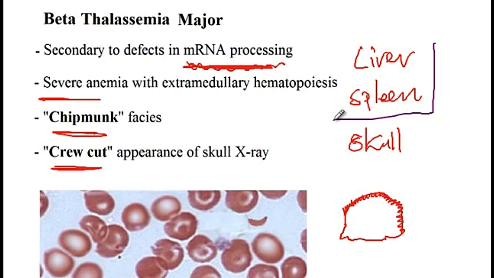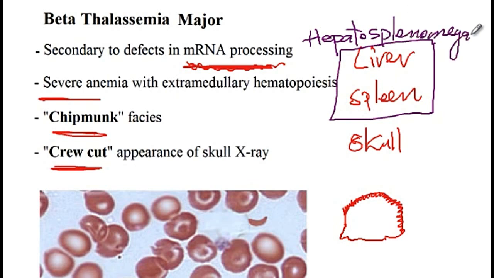And then due to the enlargement of liver and spleen, so due to hepatosplenomegaly, these patients also have enlarged abdomen. Now, one question that I have for you is that why is it that patients with beta thalassemia major are usually asymptomatic for the first 6 months of life?